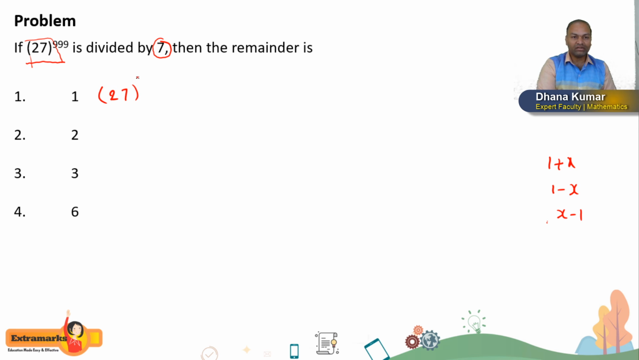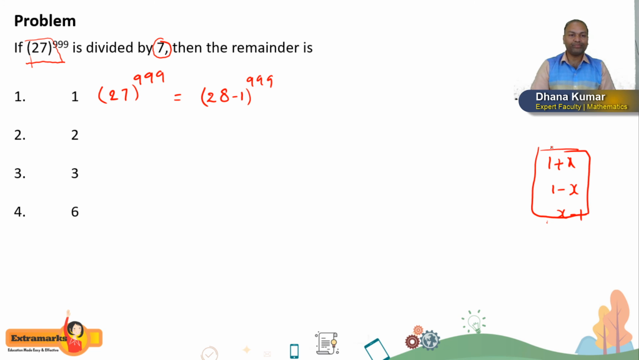So 27 power 999 can be written as 28 minus 1 power 999. Now understood or not my point? Okay, right. Why did I write especially 28 minus 1 only? Understood? Because 28 is a multiple of 7. Right? 7 fours are 28. Now expand this one using the binomial theorem formula.